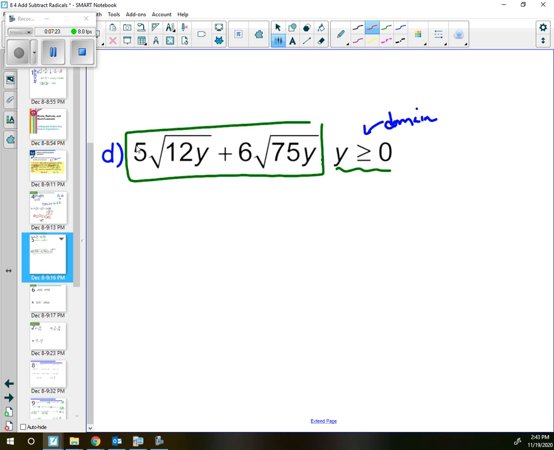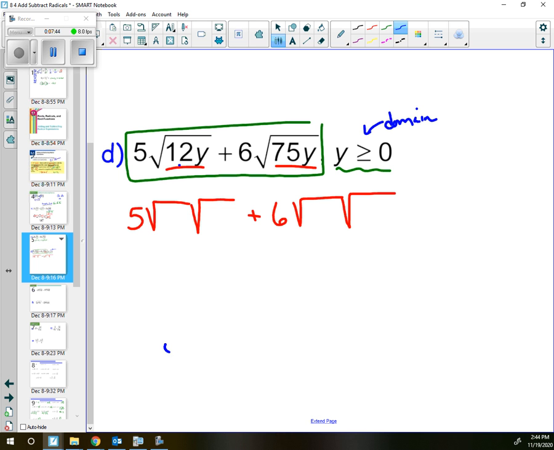All right, so are these like terms as they stand right now? Nope. Different radicands, different expressions underneath, but I don't think either of them are simplified. So what we're going to do is we're going to go ahead and see if we can break each of these down into a product. All right, so let's think about 12. 12 isn't a perfect square, but what's the biggest perfect square that divides in there evenly?